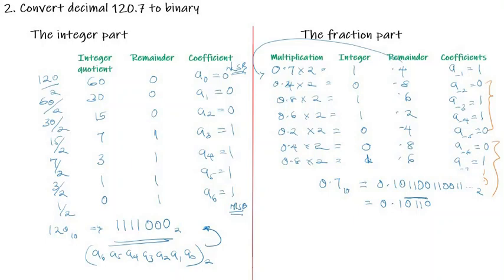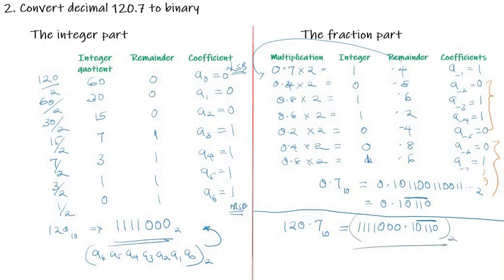Therefore, when we combine these two numbers, the number 120.7 in decimal in binary will be the integer part, 1111000, point, that is dot, 10110. Make sure not to forget to write the overbar to show that it is a recurring fraction, and this is to base 2.